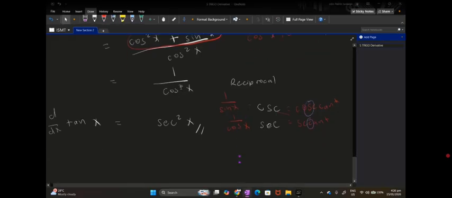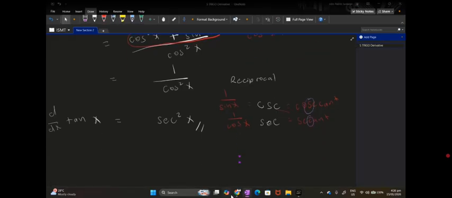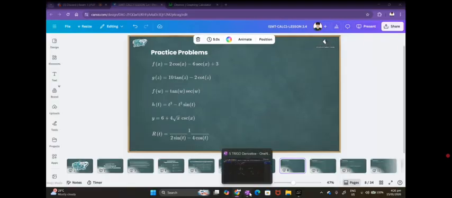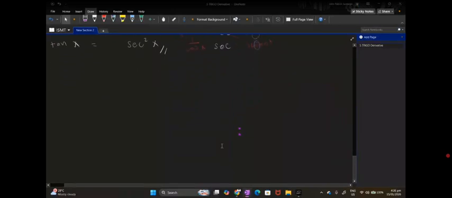Ayan. So, next is solving na practice problems. Pero, gusto nyo ba may trick kasi ako to memorize the derivative of trigo? Gusto nyo ba malaman?